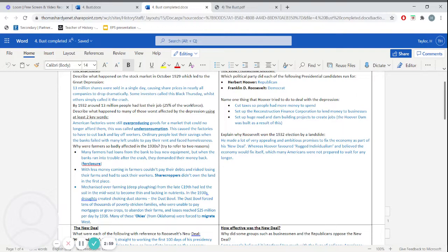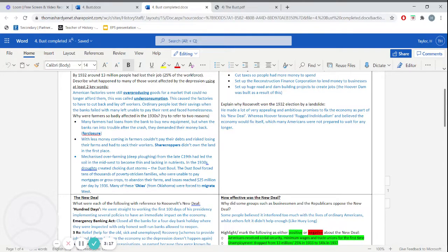So this is this idea where the factories were still producing in the way that they were during the economic boom, but the American consumer was not consuming enough goods for them to make back the money on those goods, so they had to lay off workers.